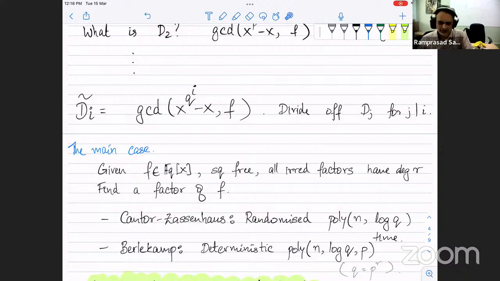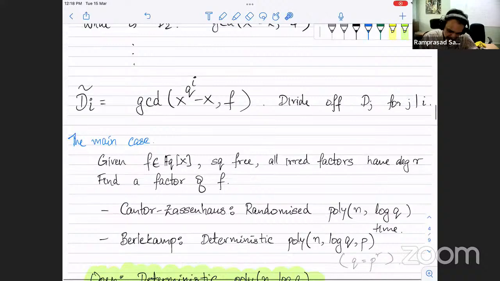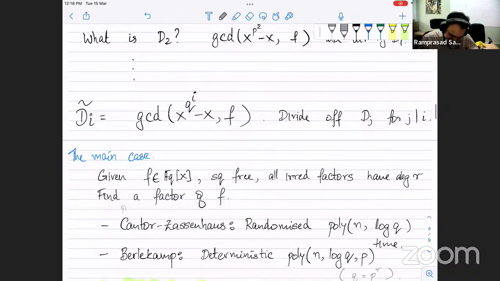I do want to point out that this Cantor is David Cantor, because this is an algorithm from the 1980s, and it can't have been Georg Cantor. So this is an algorithm by David Cantor and Hans Zassenhaus.